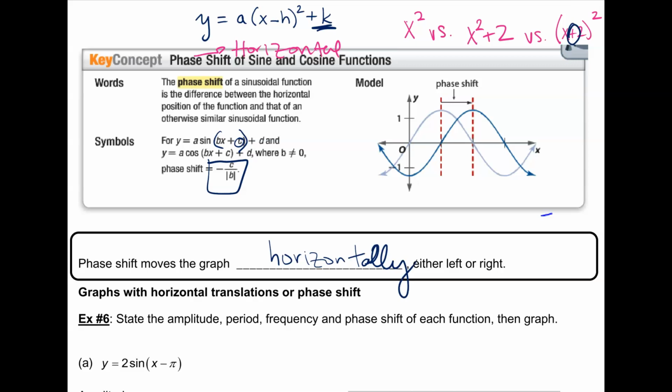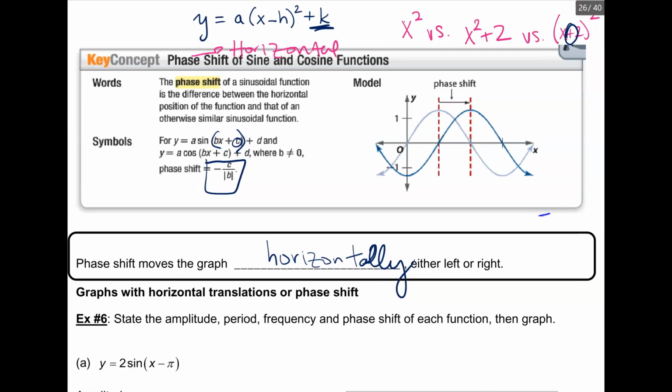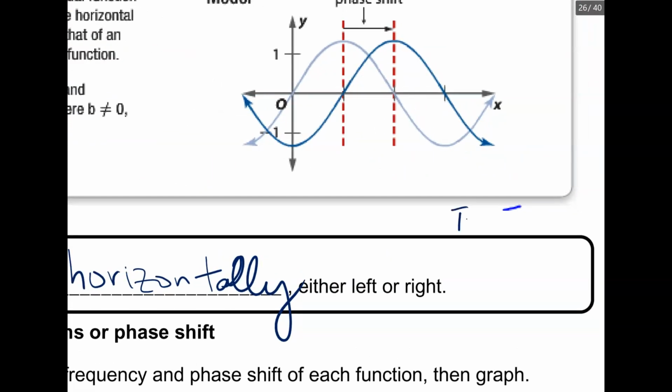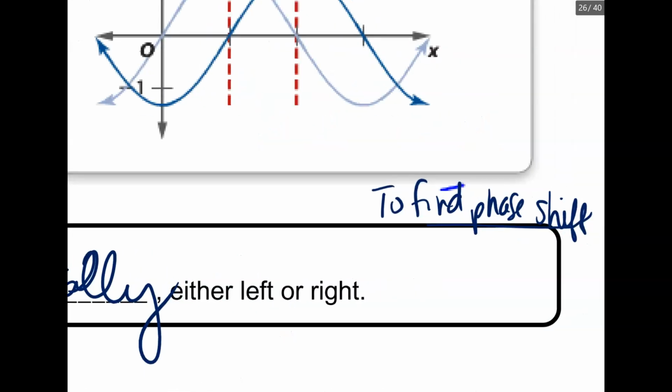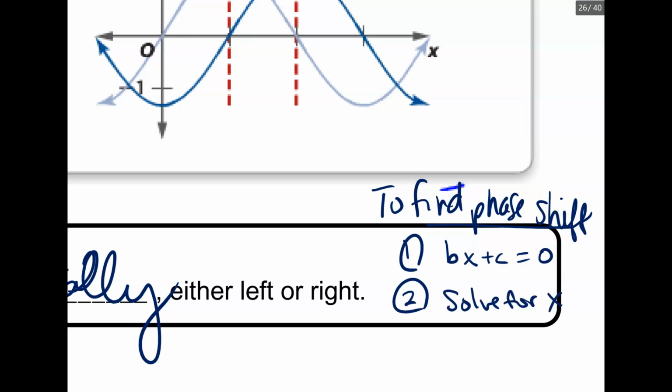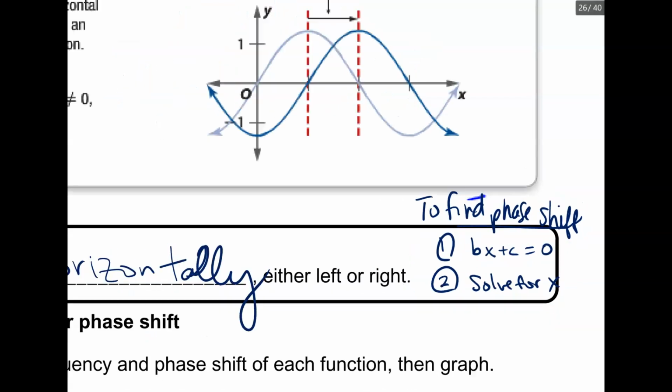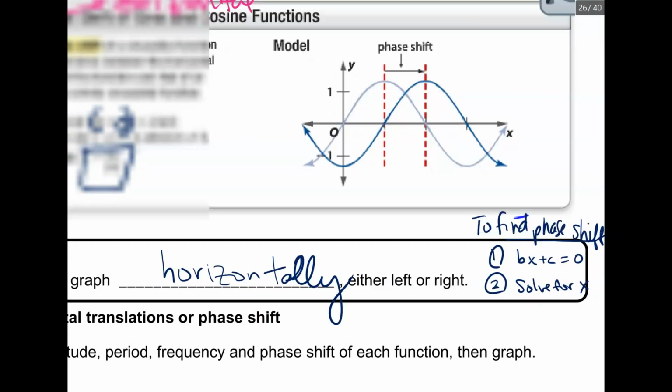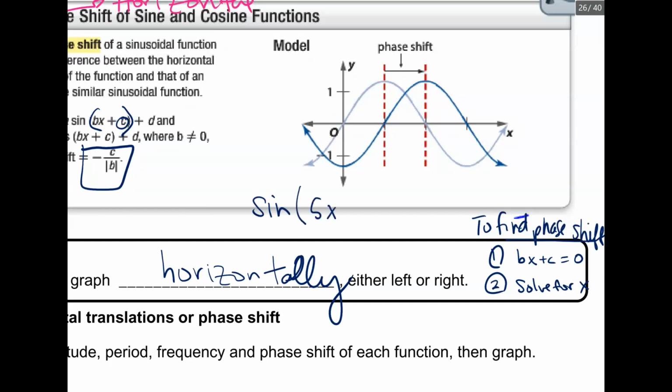To find the phase shift, I'm going to give you 2 little steps. First, set bx plus c equal to 0, and then solve for x. Literally set whatever's inside the parentheses equal to 0. For example, if I have sine of 5x plus 2, this inside the parentheses, I set equal to 0.